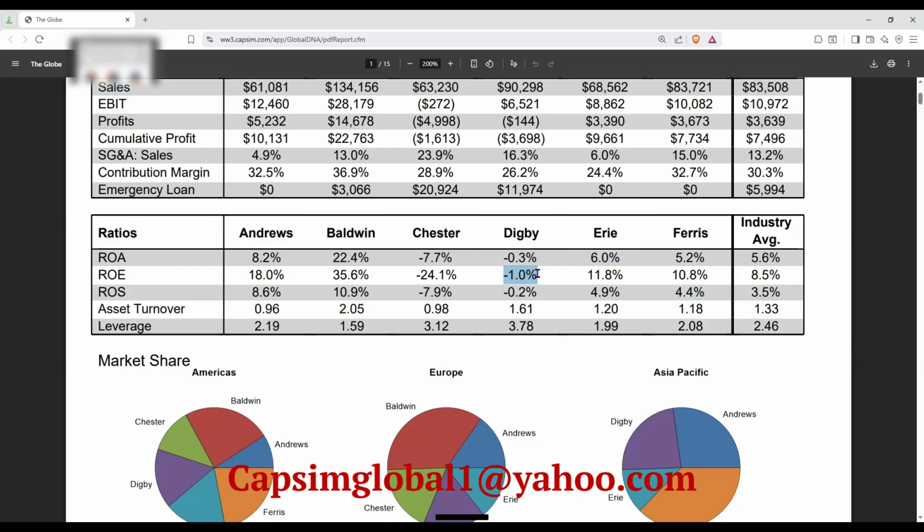For the return on assets, we still have negative 0.3%. ROE, return on equity, negative 1%. ROS, that's return on sales, we have negative 0.2%. Asset turnover at 1.61. Leverage is quite high at 3.78, so we need to lower it.